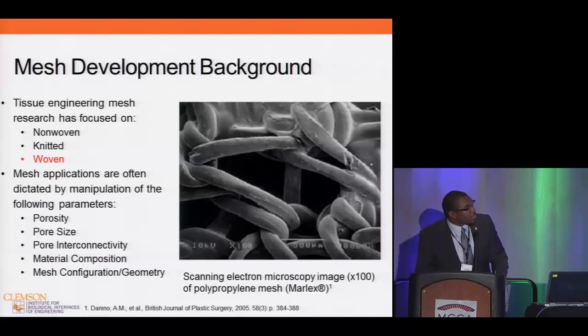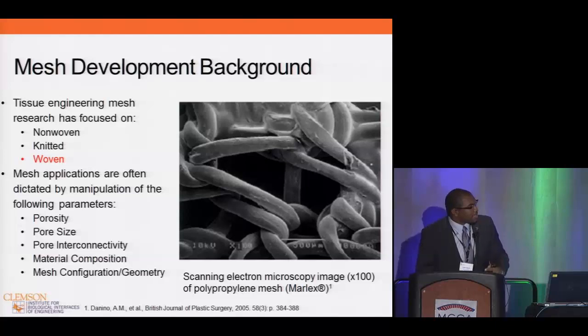But we really wanted to focus on woven meshes for our application due to our ability to manipulate some of those parameters that you see on the bottom, such as porosity, pore size, pore interconnectivity, material composition, mesh configuration, and geometry. But for the purposes of this study, we really wanted to focus on mesh configuration and geometry.